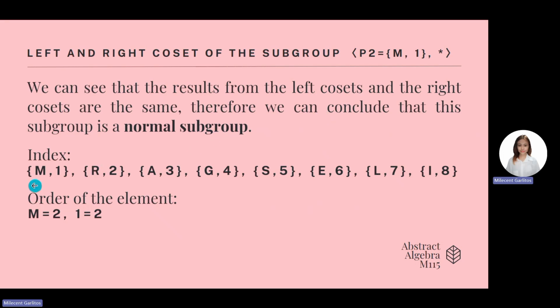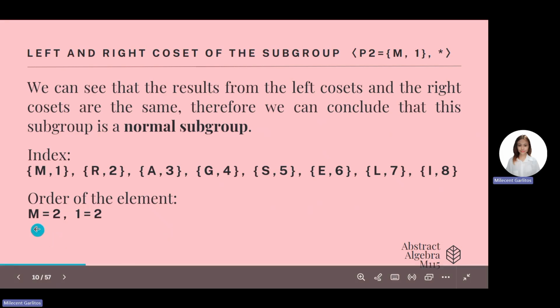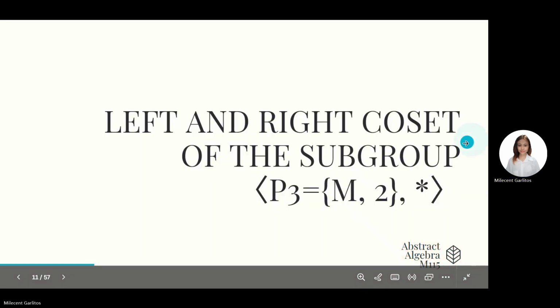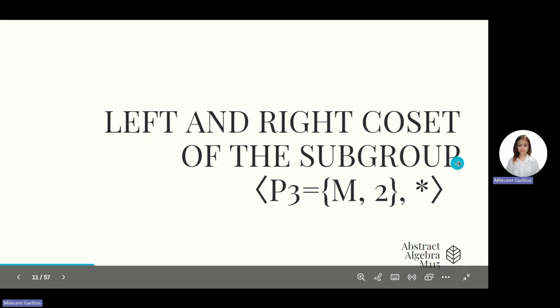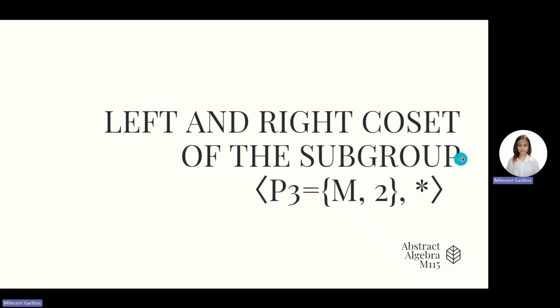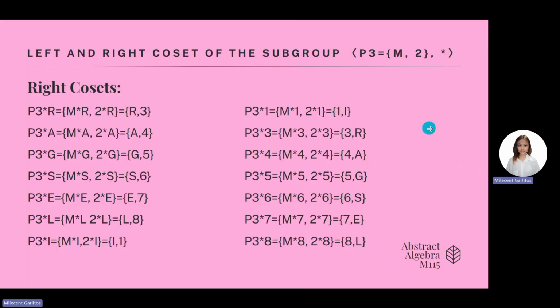The index would be M goes to 1, R2, A3, G4, S5, E6, L7, and I8. The order of the element would be M is equal to 2 and 1 is equal to 2. Now, left and right coset of the subgroup P sub 3, which is the set of M and 2 under binary operation star. So the same goes for what we did from the previous subgroups.